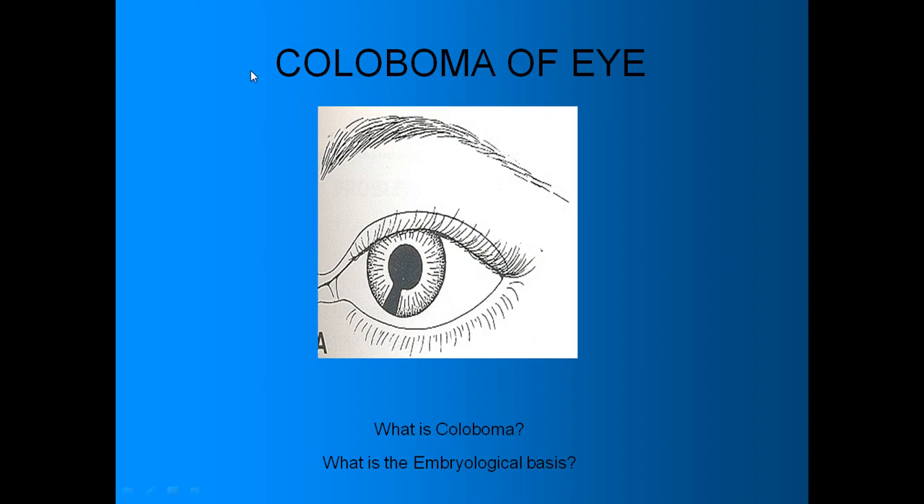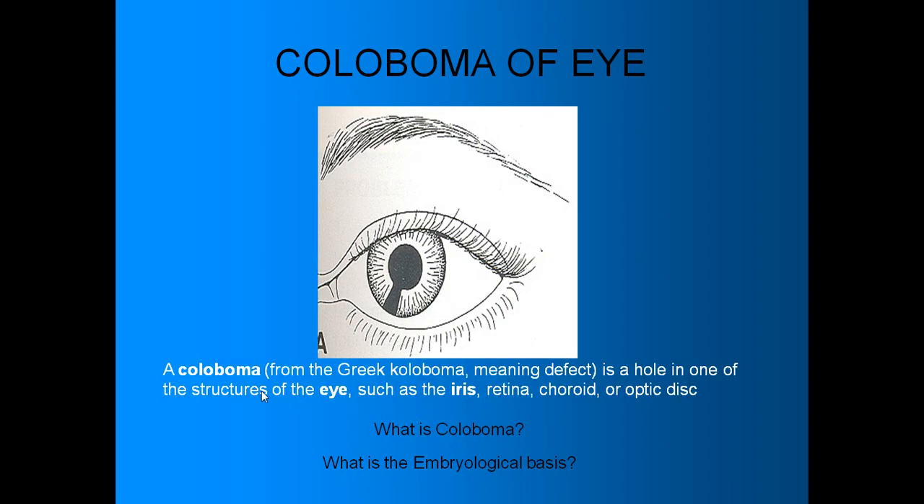So what is this coloboma of the eye? Can you see a slit in this eye over here? What is the embryological basis of this? So coloboma of the eye, in Greek coloboma, meaning a defect or a hole in one of the structures of the eye. Let it be like this iris. This is called the iris, the pigmented layer.